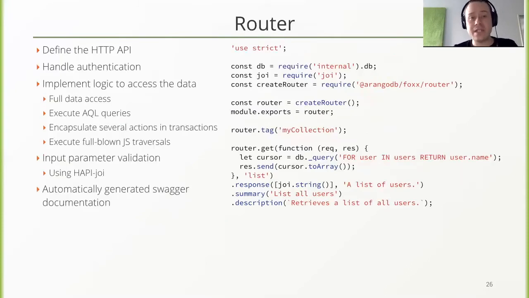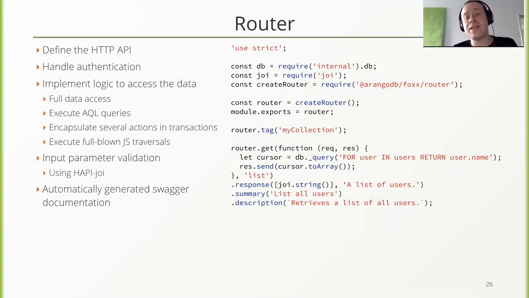Finally, we have the router, which defines the HTTP API, which can handle authentication, and which is used to implement all the logic to access the data. On the right-hand side, again, you see a code example of a very simple router that just offers one GET functionality, which is down below. That defines a cursor, an AQL cursor, that just returns all the usernames that you have stored in a collection users.